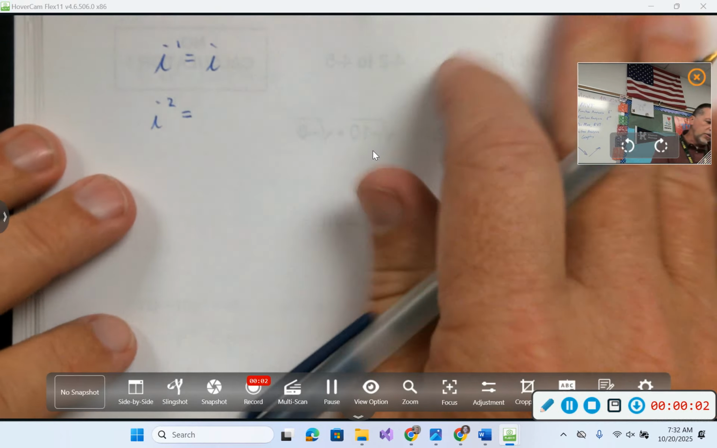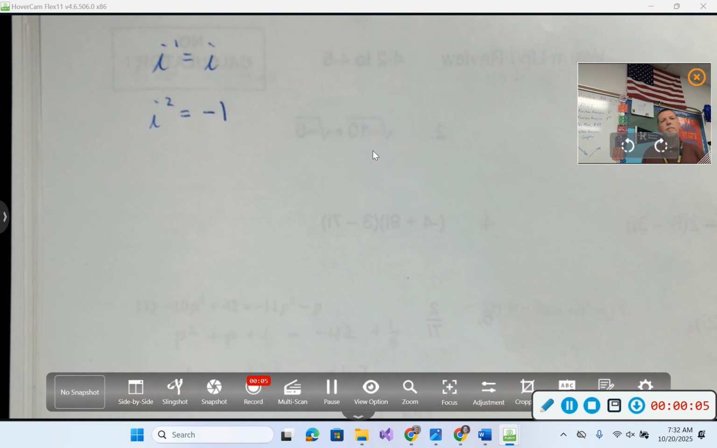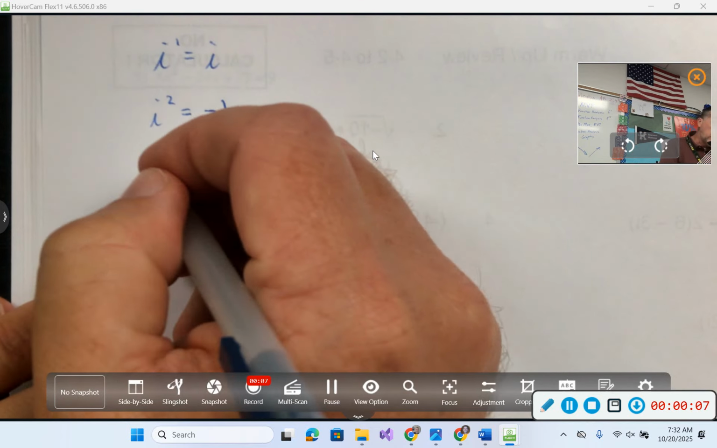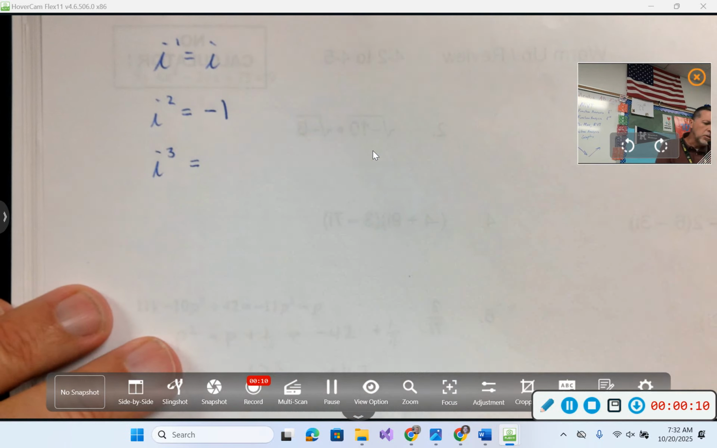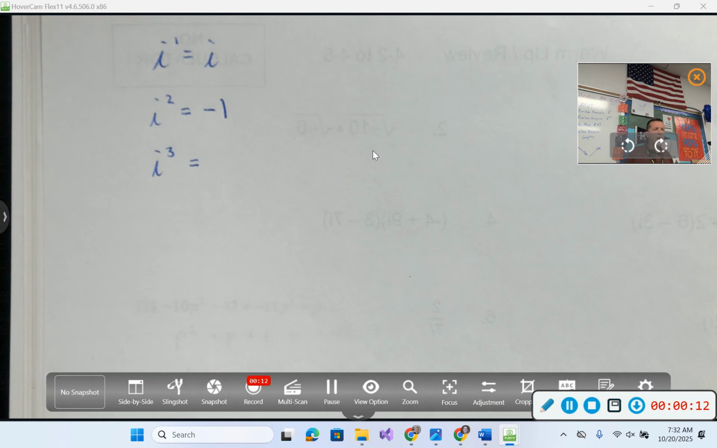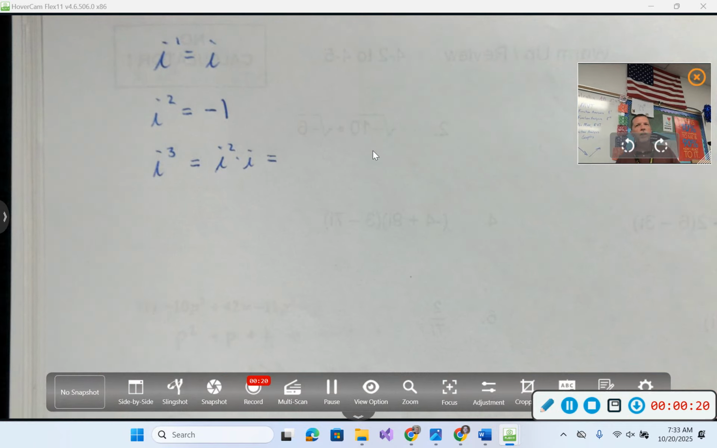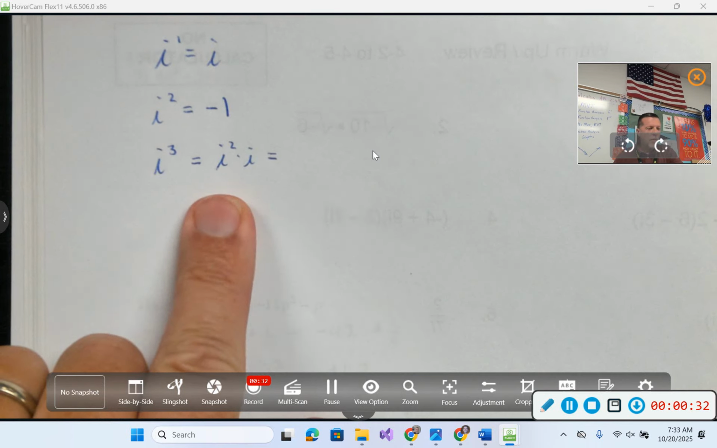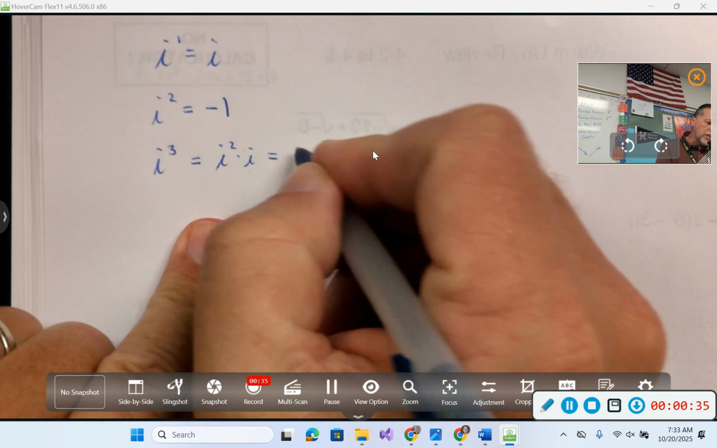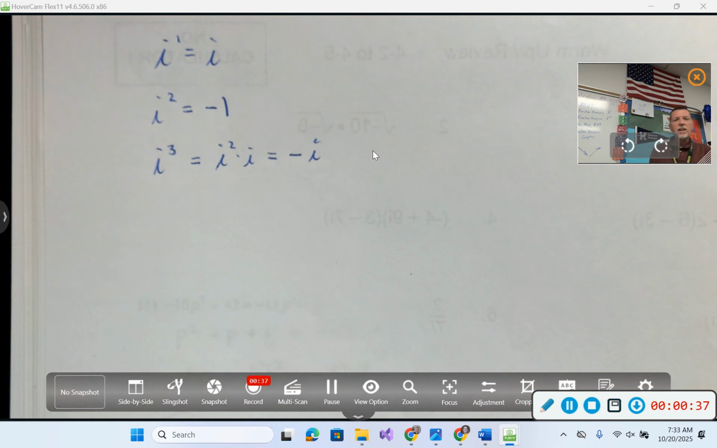All right, so i to the first is i. i squared is -1. i cubed, we hadn't talked about i cubed, this would be new, but we could think of that as i squared times i. Does that make sense? i squared times i would be i cubed. Well, i squared is -1, so that part is -1. This part is just i. So that becomes -i.